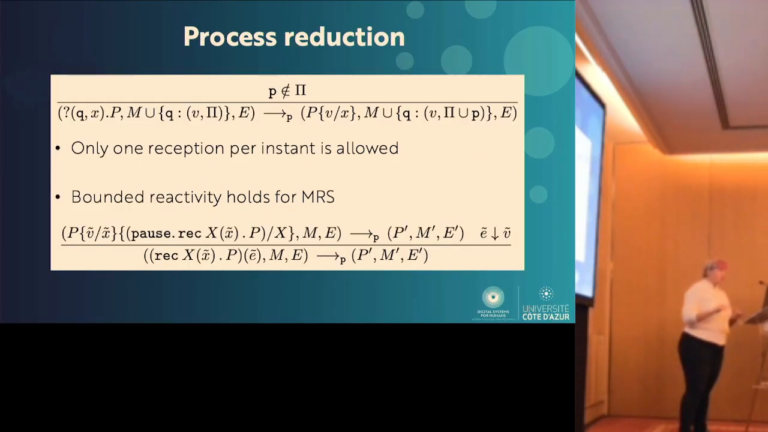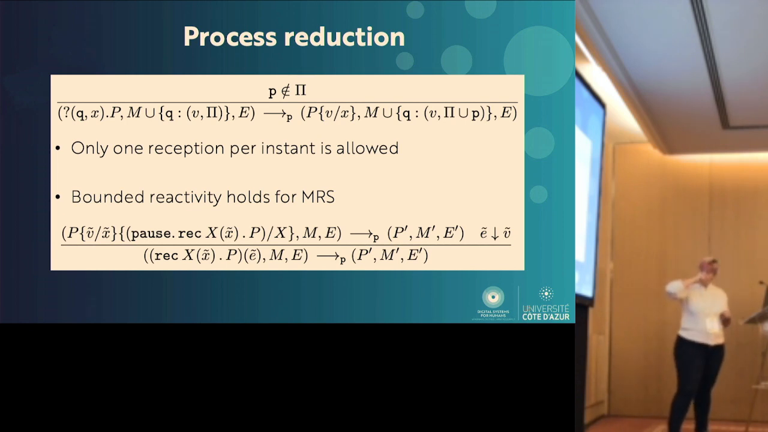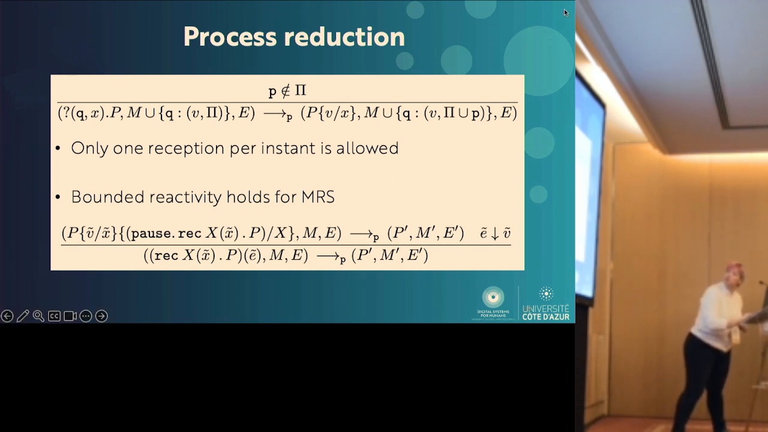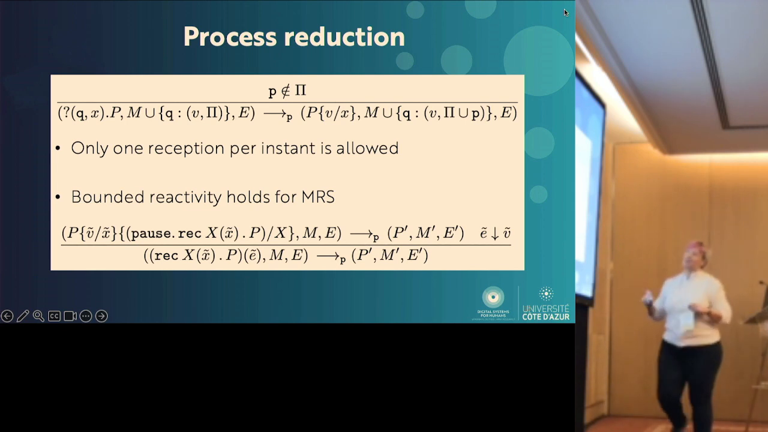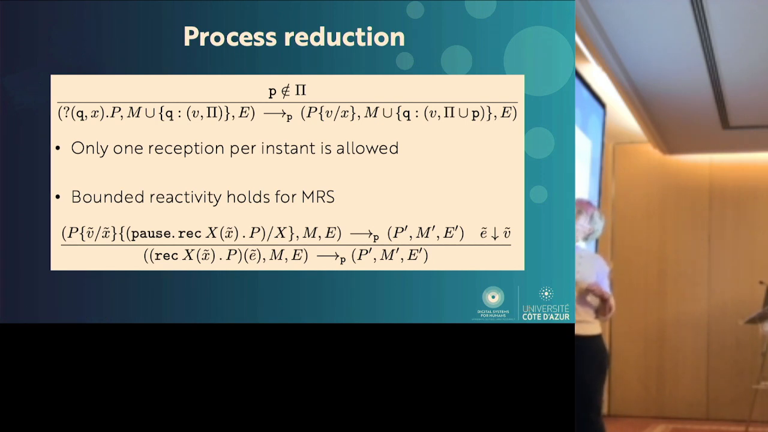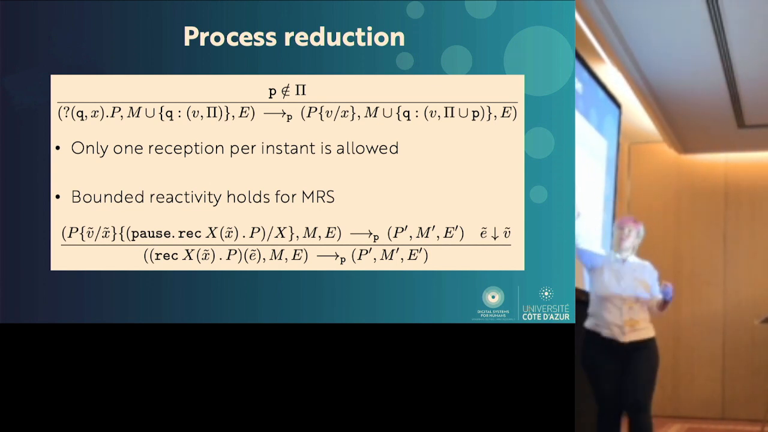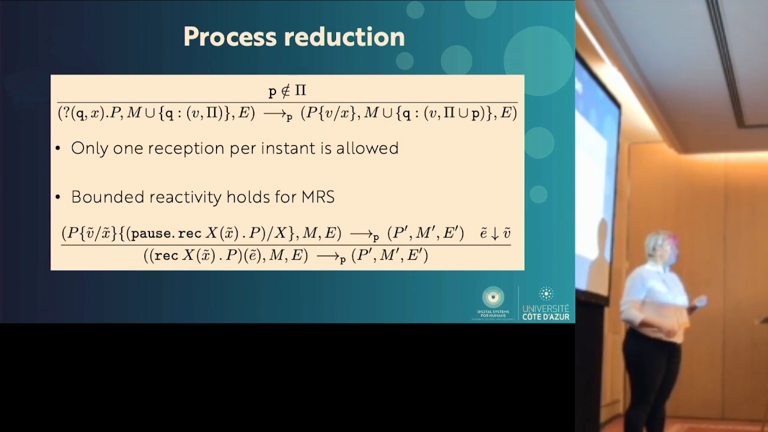Let me just give you two very easy examples, just pointing out things that I already mentioned. This is the reception rule. As you can see, we just check that our participant is not present in the set of participants that have already read the message. So a reception can only happen if we haven't already read that message.